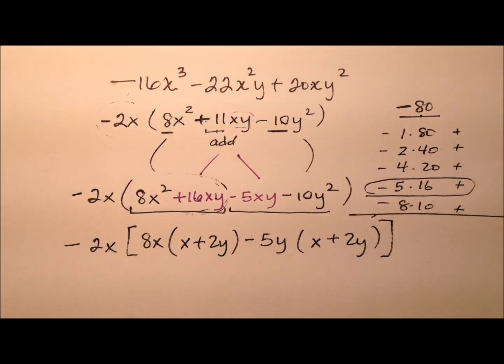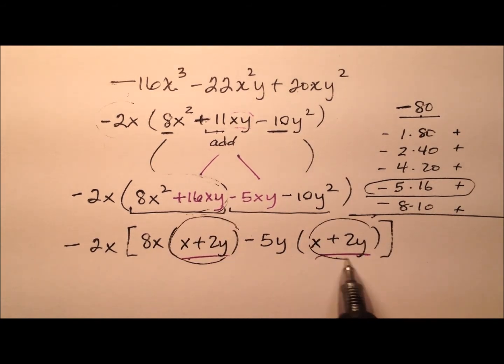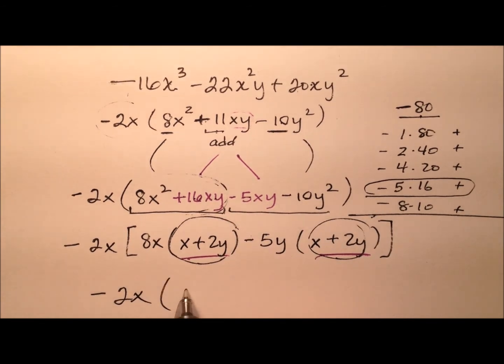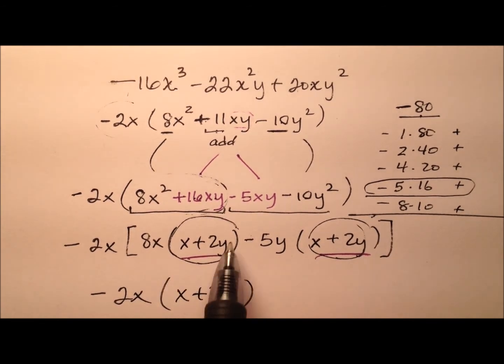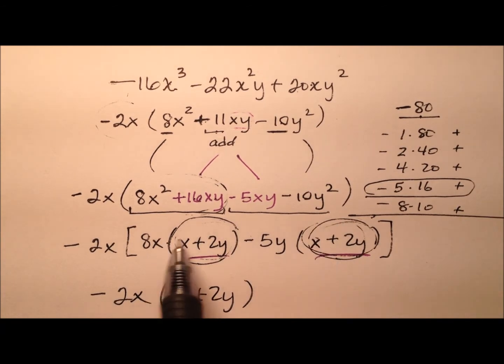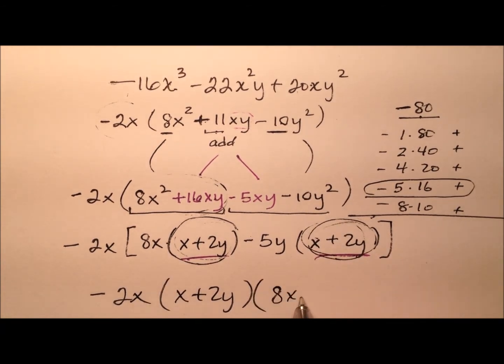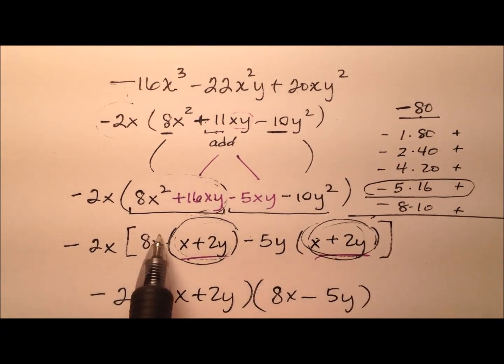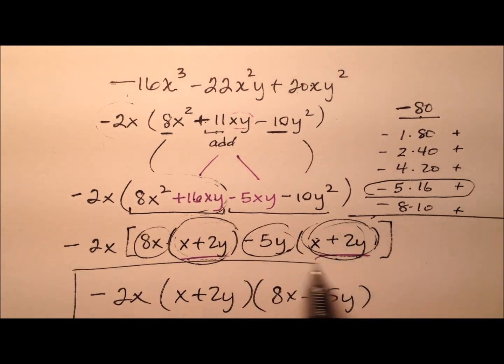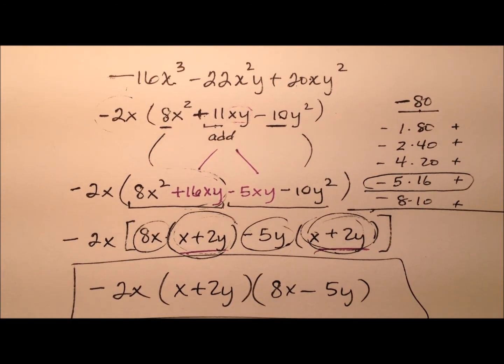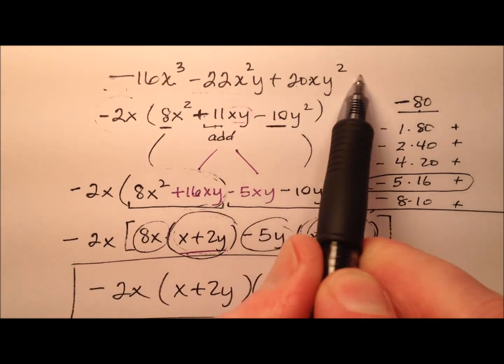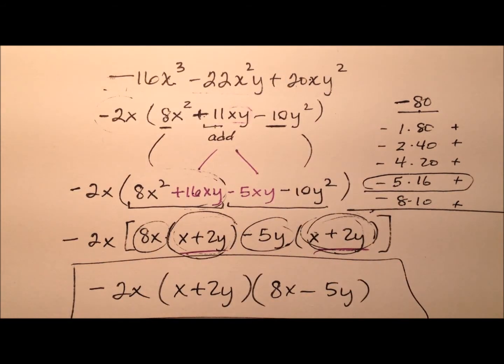Well, we see here that these leftovers are the same, so I can go ahead and factor those out, because these are each factors that I can pull out. So we have negative 2x as our greatest common factor. This x plus 2y is the common factor between these, and 8x minus 5y were the GCFs of my pairs. So here is my final fully factored expression from this original quadratic trinomial that we had.